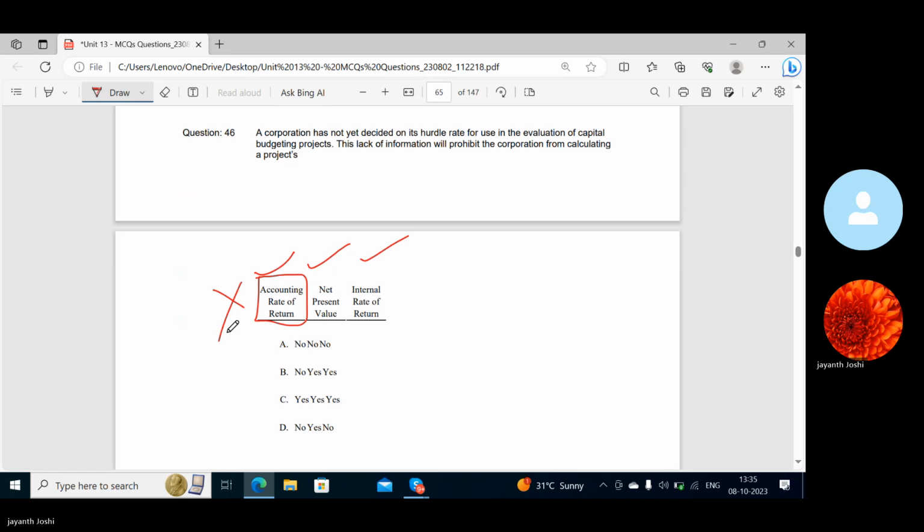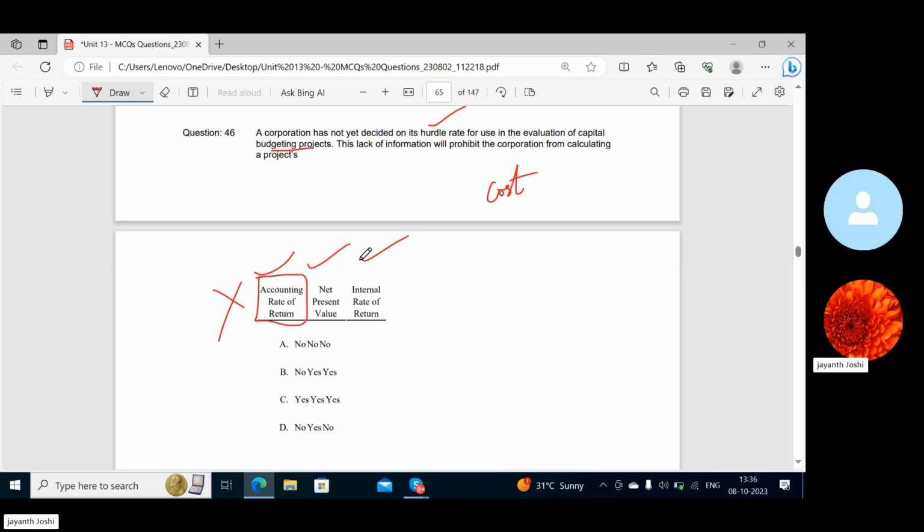Okay. And what about IRR? See, without knowing your cost of capital as well, you can find out your IRR with the trial and error method, correct? Yes, sir. But if a corporation does not decide the hurdle rate in evaluating capital budgeting projects, can they calculate NPV? Without a discount factor, how will you calculate your NPV? No, sir, we can't. That's what. So for this, not required.